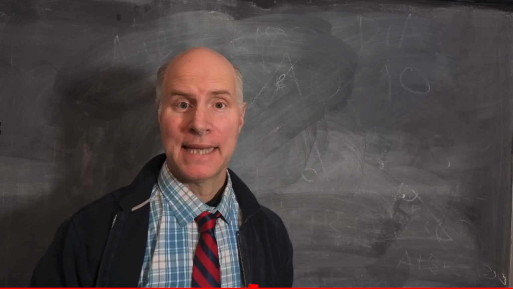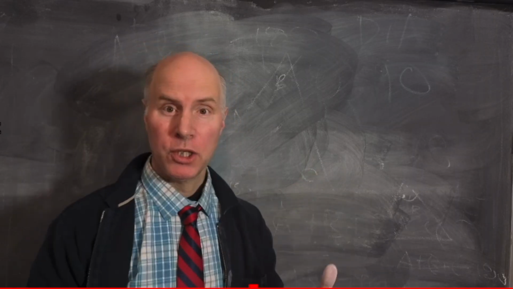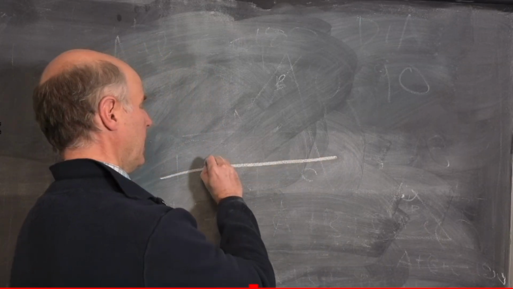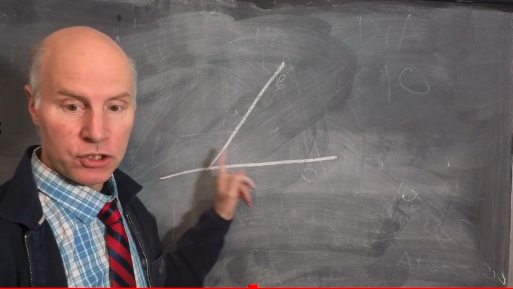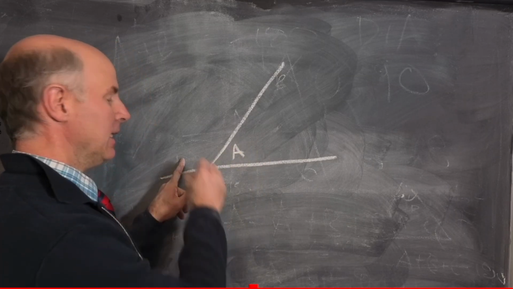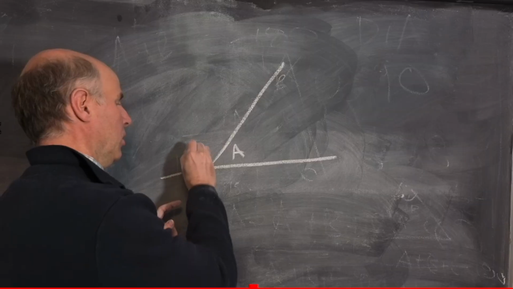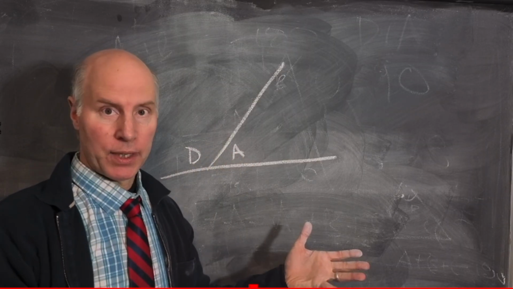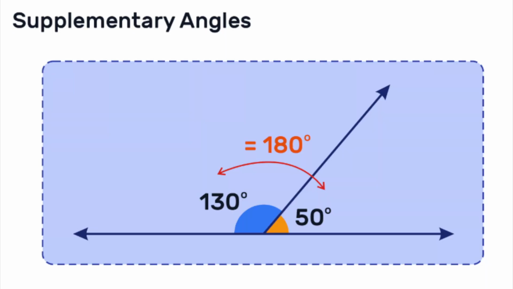Okay team, now let's add on. And before we do, I'm actually going to review a little bit. When we have a straight line forming two angles, I'm going to call this one A, and this one here I'm going to give a different name. I'm going to call it D. It doesn't matter. Two angles that form a straight line, we know are supplementary, and that means that they add up to 180 degrees. Now, we already learned that in the last video.